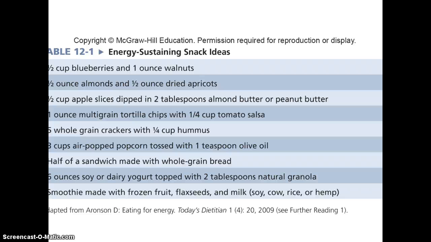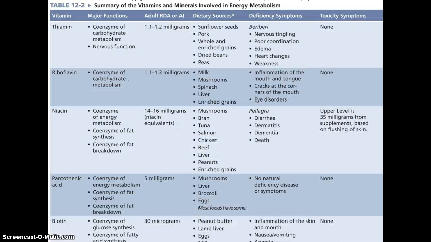So this just gives you some ideas of snacks that have high amounts of the B vitamins that we just discussed. And then what this table provides is an overview of the different nutrients and their major functions. I don't expect you to memorize the RDA or AI, the food sources, deficiencies, and toxicities. So this would be a good one to print out so that you can see the main functions of the different B vitamins.